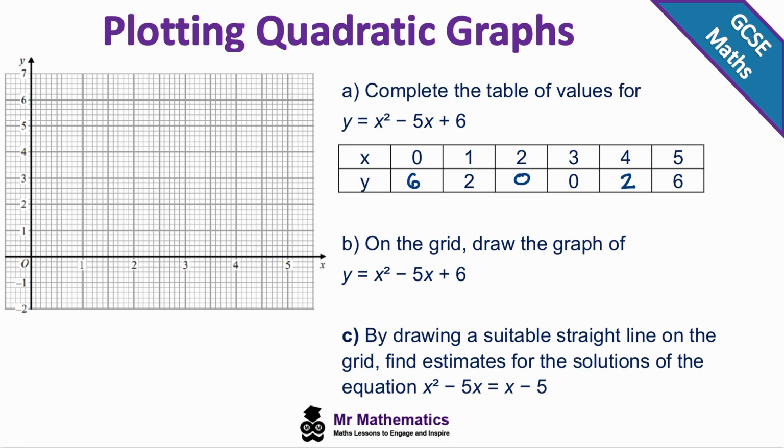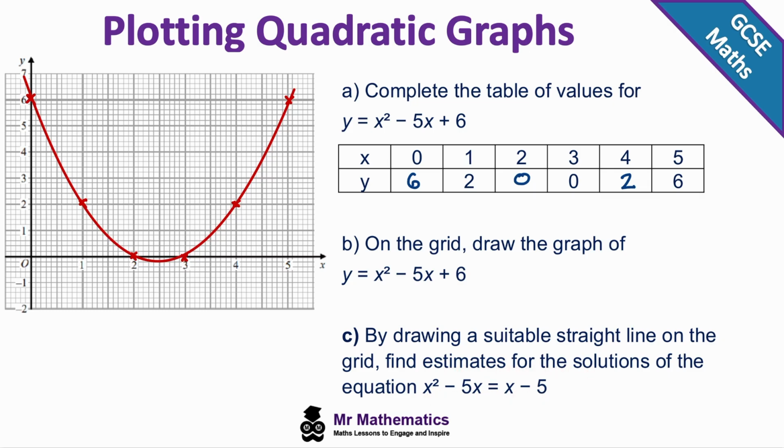Now we'll plot these points. So we've got 0 and 6, 1 and 2, 2 and 0, 3 and 0, 4 and 2, and 5 and 6. And you can tell this is right because the points are symmetrical. Now we'll plot these together to make a smooth curve. Now for part C, by drawing a suitable straight line on the grid, find estimates for the solutions to this equation.